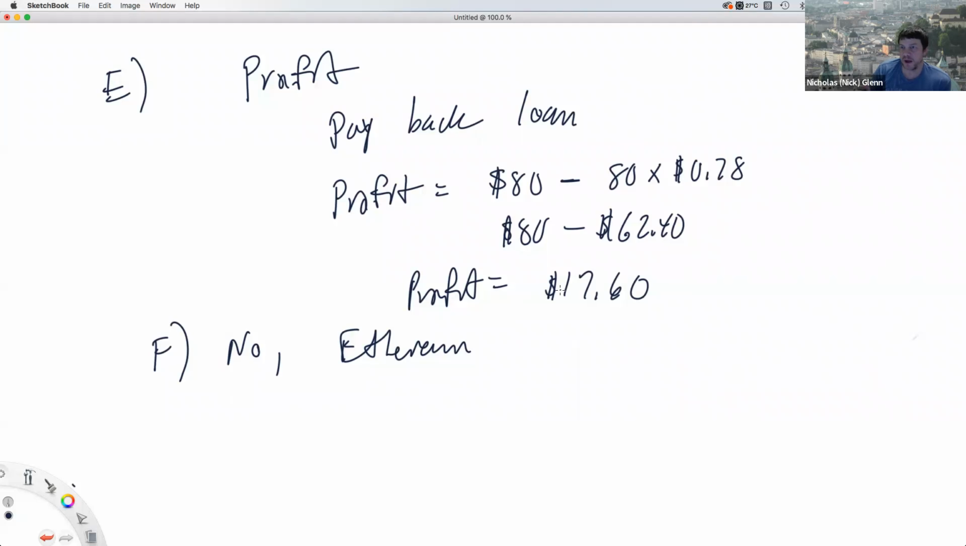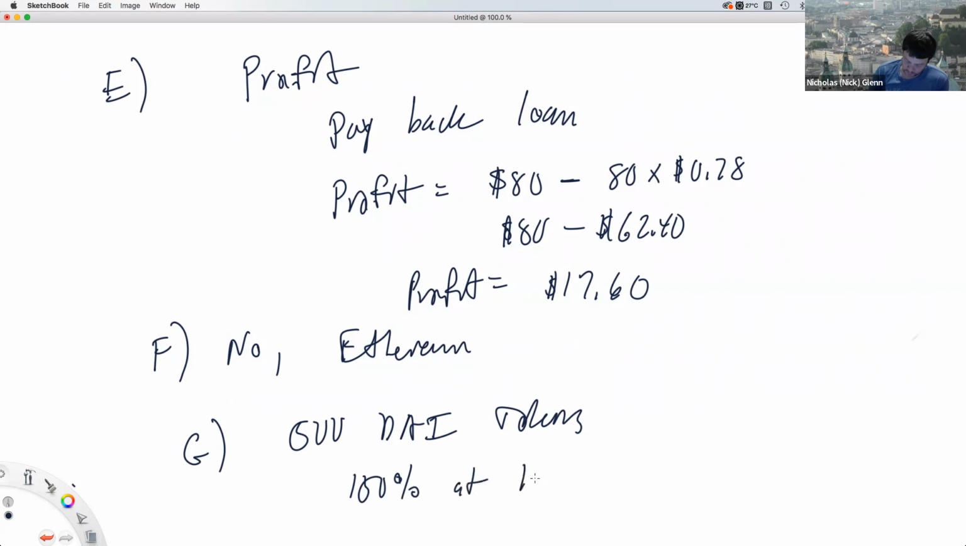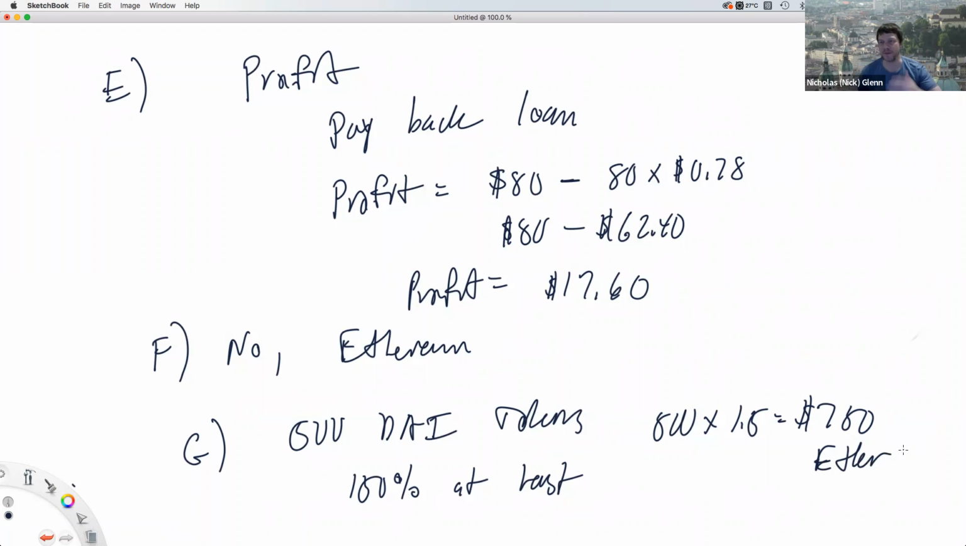And the trouble is, and this is why, this goes into the next part. If 500 DAI tokens are borrowed, how much Ethereum or Ether needs to be put down as collateral? Well, it needs to at least be 150%. So the amount of Ether will be 500 times 1.5, 750. So $750 worth of Ether. And that's how they deal with this volatility. They make you put up more than what you're actually borrowing.